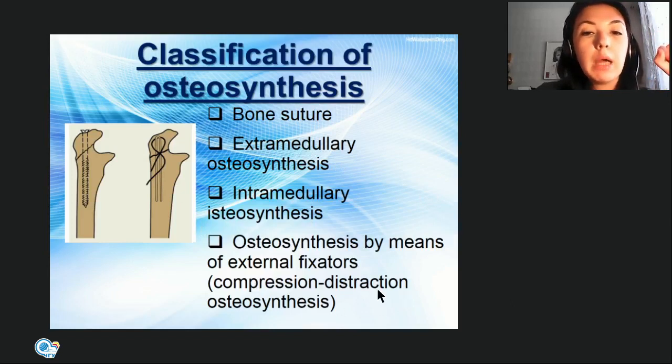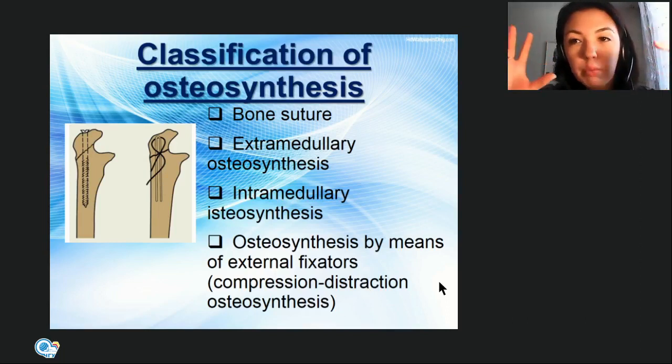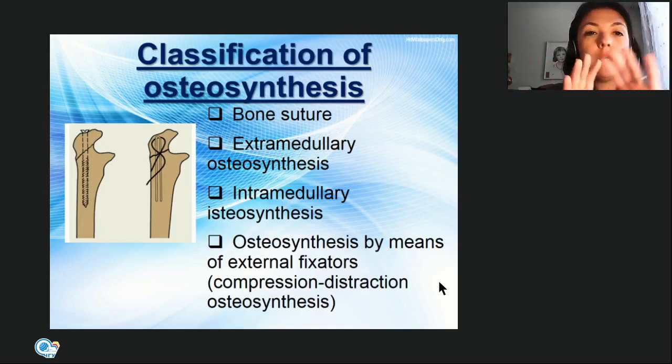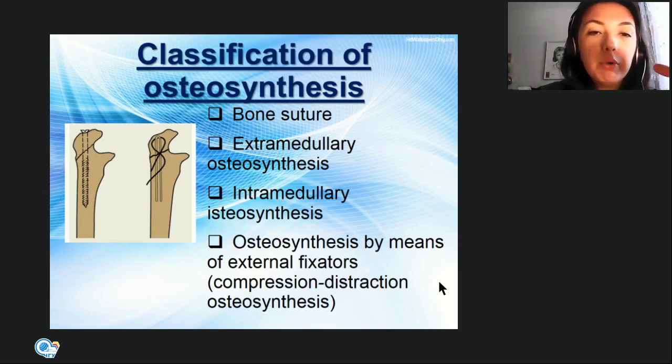And osteosynthesis by means of external fixators, it is compression distraction osteosynthesis, when this device is located outside, just some parts pass through the bone, but the whole device is located outside of the body. We will look at it today. You saw it at our surgical museum also. It is the Elizarov apparatus that is known all over the world. It's very popular. It was invented by a great Russian surgeon, Gavriil Arkadyevich Ilizarov.